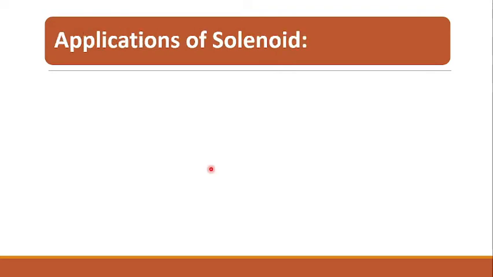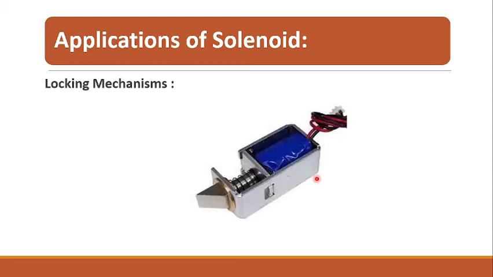So we have seen the solenoid. So let us see the applications of the solenoid. The solenoid is commonly found in automatic locking mechanisms. Some of the most obvious applications include door locks for offices, hotels and high security areas.